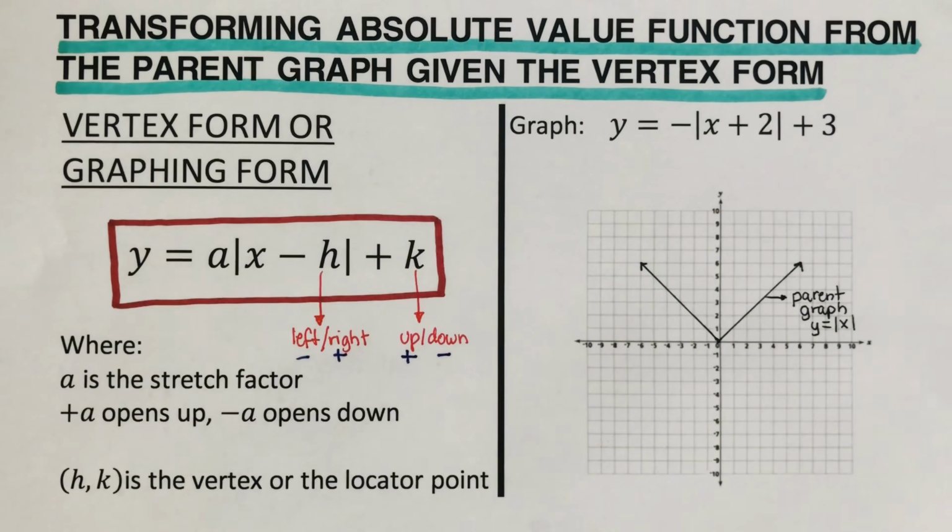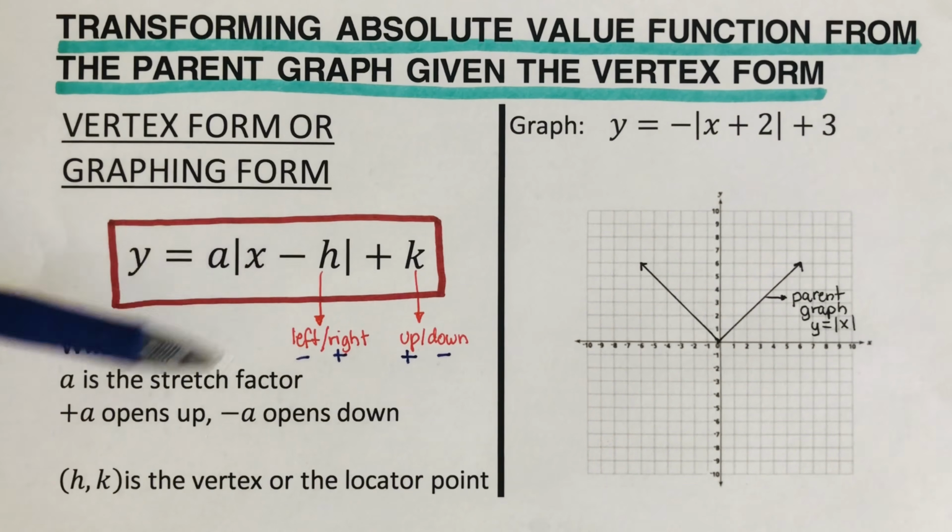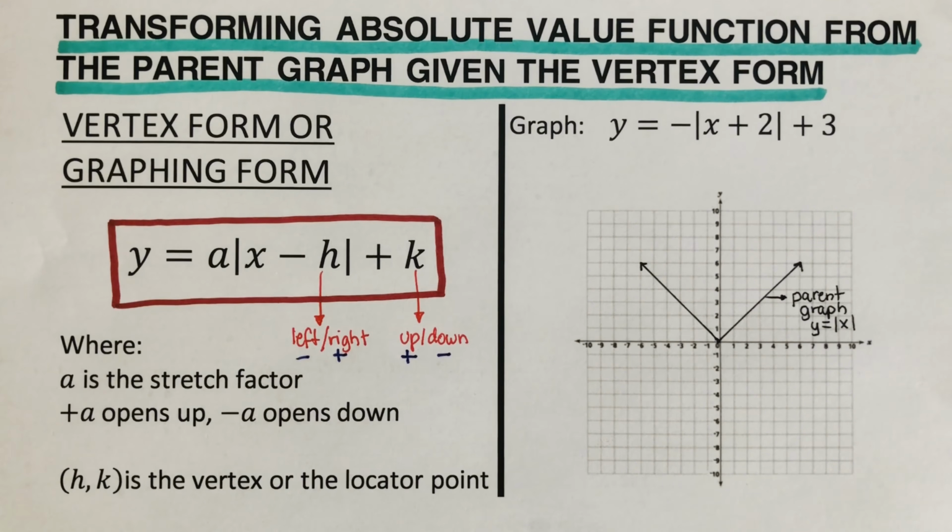And then the a that we're going to have in all of the examples today, we will have all a's with 1. So positive 1 or negative 1. There is another video that talks about transforming in such a way that the a is not equal to 1. But for this video, we're going to have a equal to positive or negative 1. So a here refers to the stretch factor. If a is positive, the graph opens up. If a is negative, then the graph opens down. And the other name for this h, k is the vertex, or others call it the locator point.